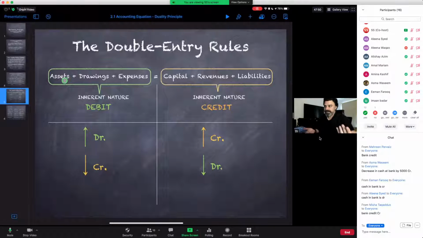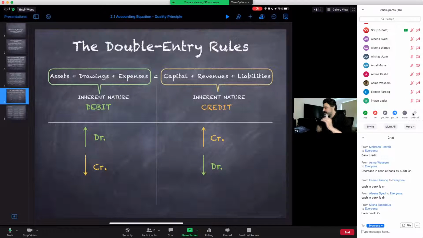Assets are also your expenditures, aren't they? When you buy a vehicle or buy plant and machinery or buy land and building, these are all your assets. And all these assets, don't they represent an expenditure by themselves? So is the case with expenses. So I'm going to clear all the feedback over here.